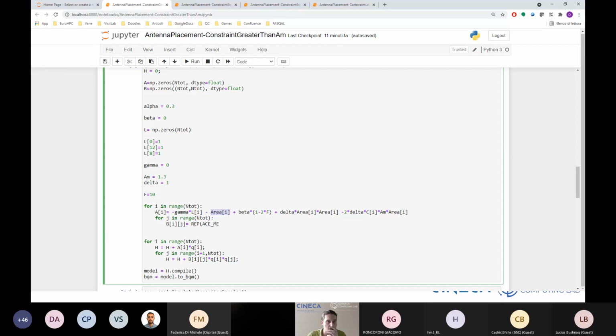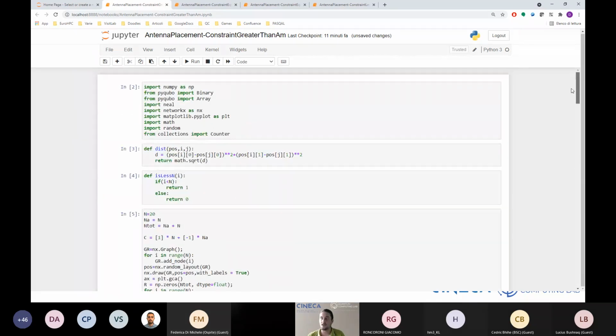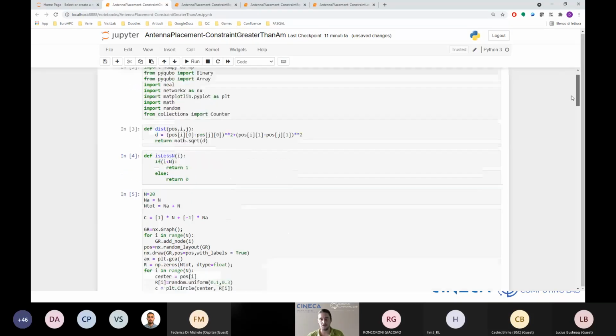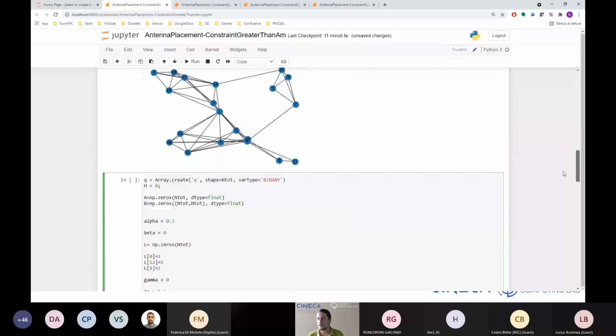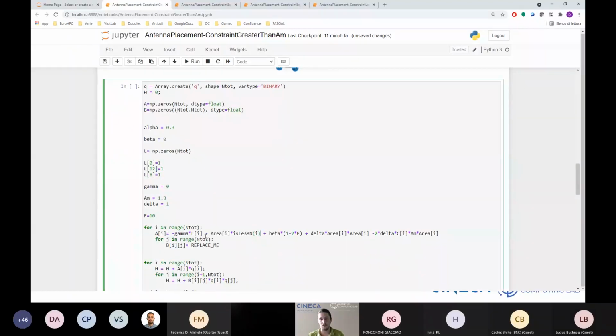So one stupid thing that I can do to avoid this problem is this one. Multiplying this value by this really stupid function that I wrote at the beginning of this code, that tells me if I is less than m, return 1, else return 0. In this way, I will turn off the maximization of area if the area is not belonging to a real qubit.